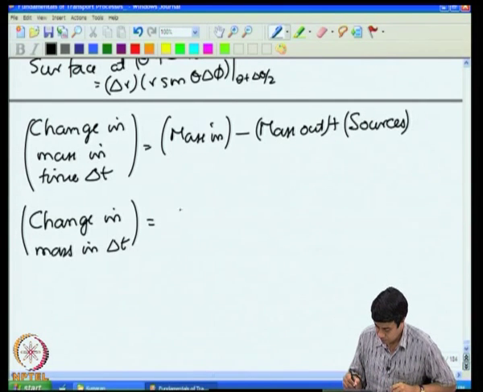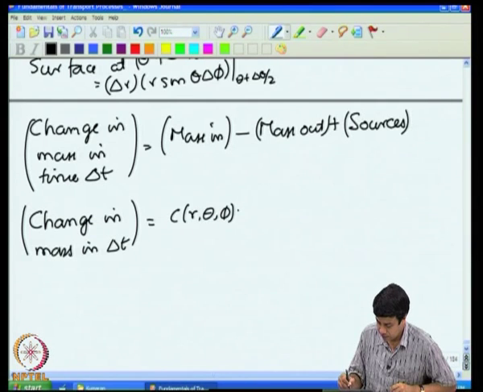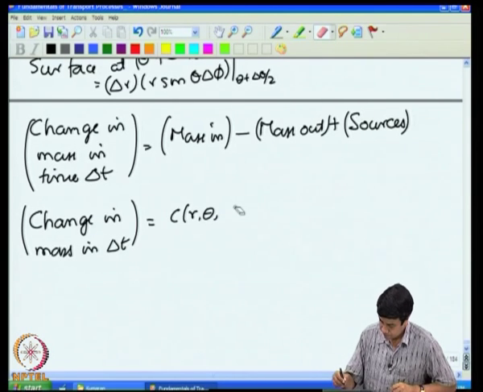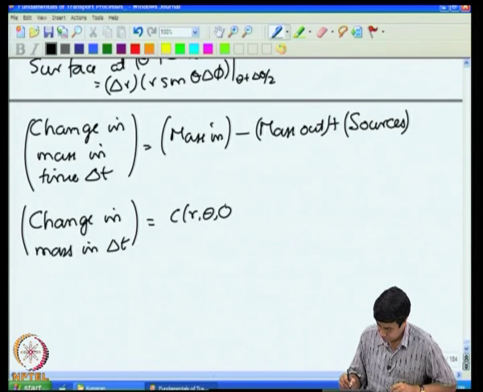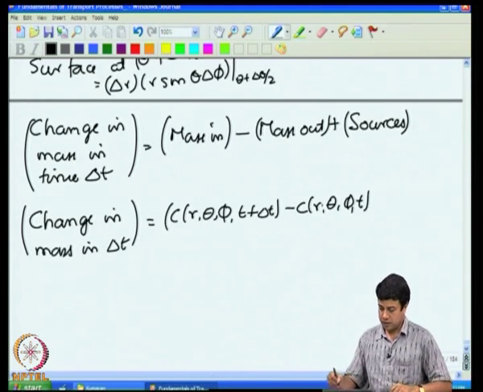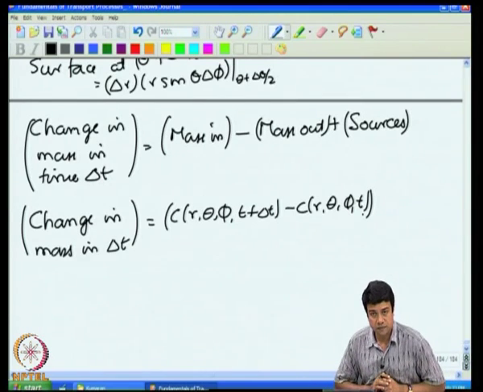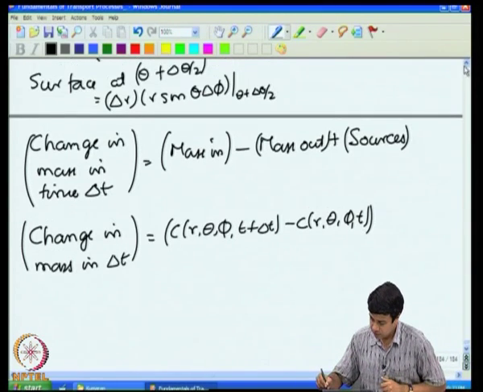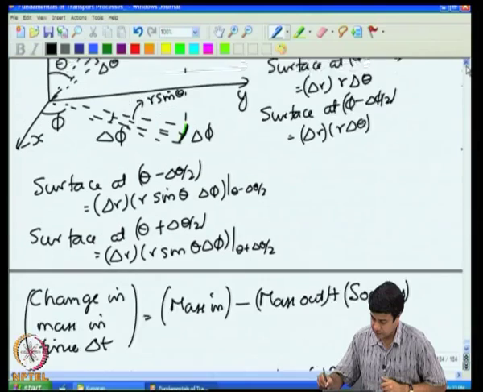This is equal to c at r, theta, phi, t plus delta t, minus c at r, theta, phi, t. Concentration times the volume. What is the volume of this differential volume?